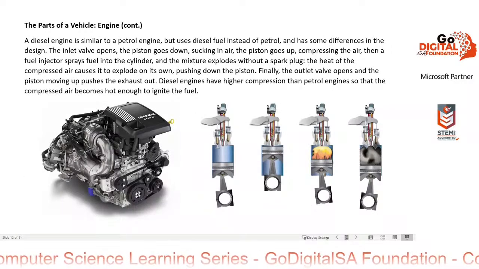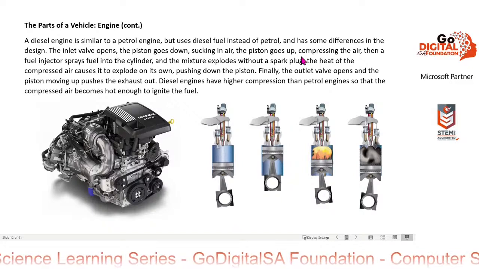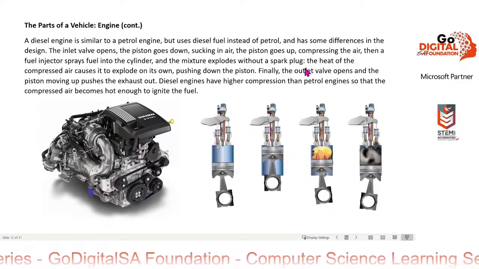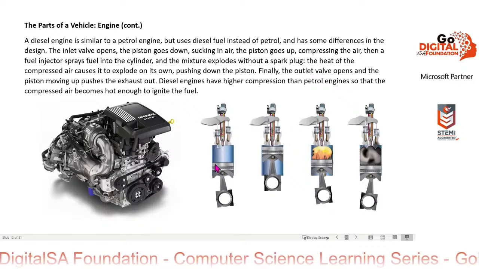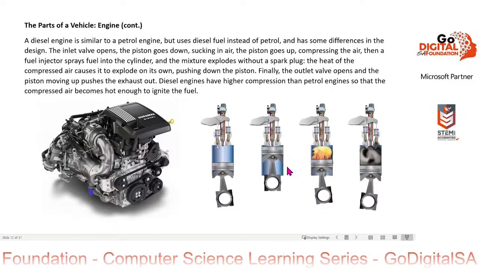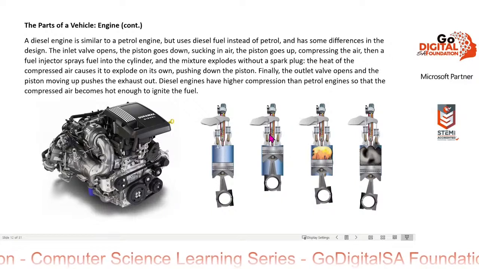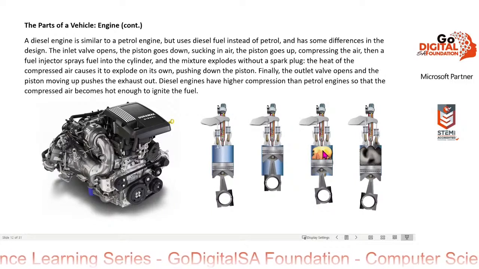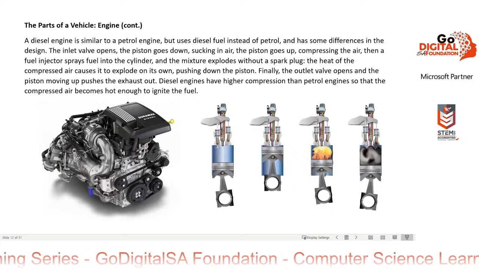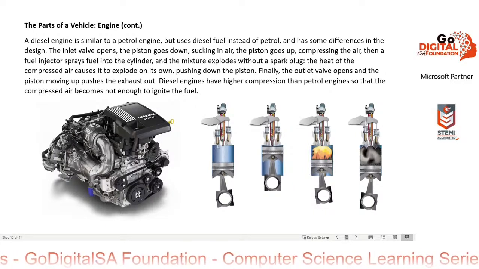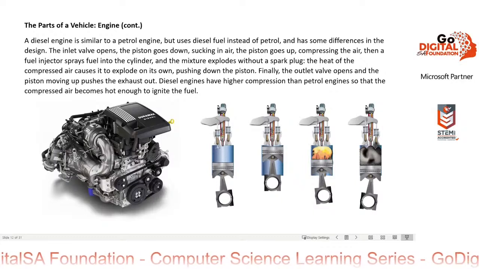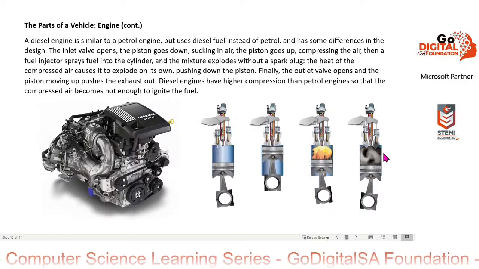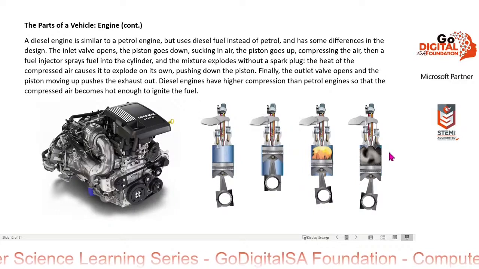A diesel engine is similar to a petrol engine, but uses diesel fuel instead of petrol and has some differences in the design. The inlet valve opens, the piston goes down, sucking in air, the piston goes up, compressing the air, then a fuel injector sprays fuel into the cylinder and the mixture explodes without a spark plug. The heat of the compressed air causes it to explode on its own, pushing the piston down. Finally, the outlet valve opens and the piston moves up, pushing the exhaust out.